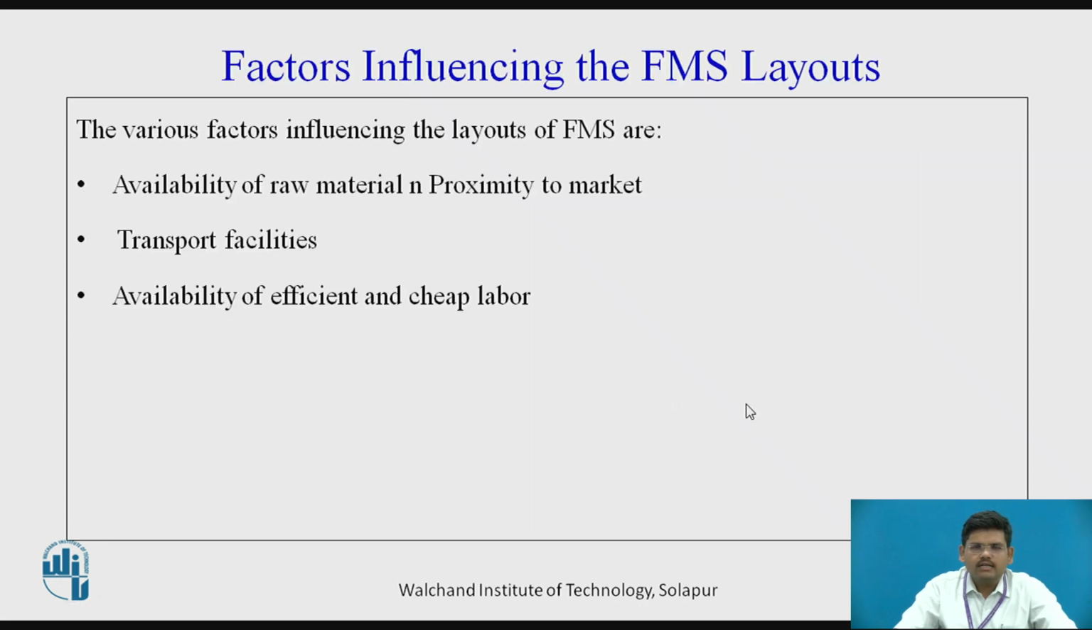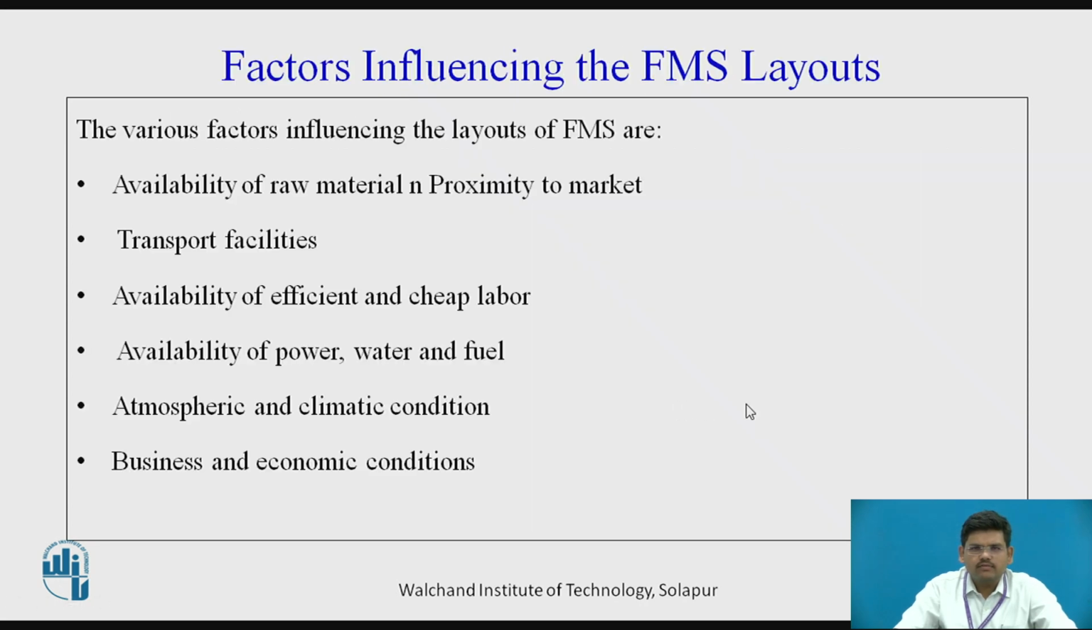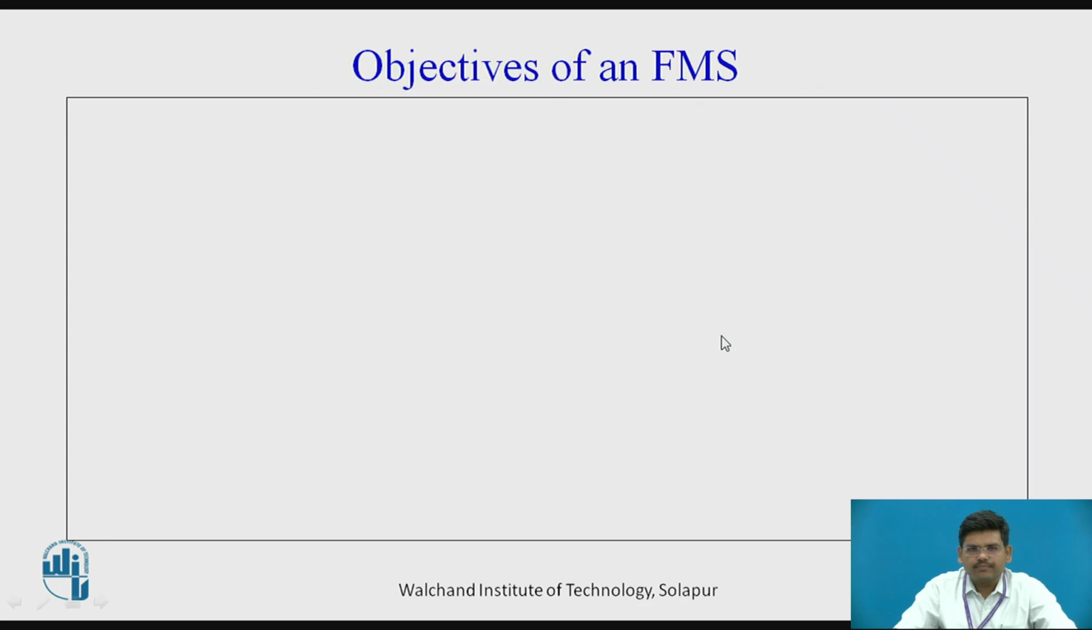Now the factors that influence FMS layouts are availability of raw material and proximity to the market. Then transport facilities, availability of efficient and cheap labor, low cost labor, availability of power, water and fuel, atmospheric and climatic conditions, business and economic conditions.